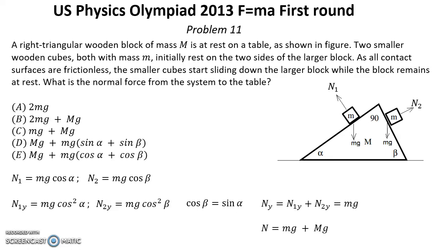It means that the total force from the triangle block and the two small blocks on the table equals small mg plus big Mg. That's the answer C.